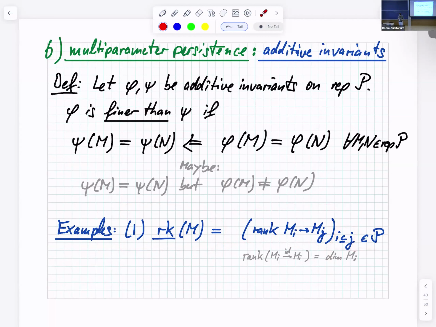Remember that the map from i to itself was the identity map. So the rank of the identity map is, of course, the dimension at this point. So computing the rank invariant includes the information of computing the dimension. Okay, let's do an example.